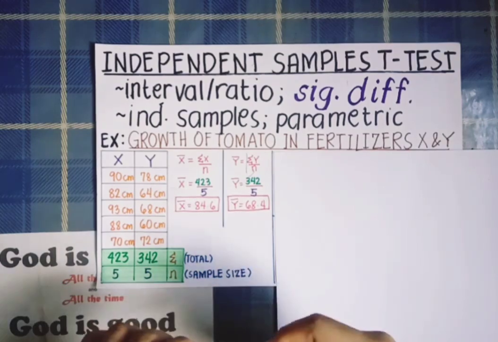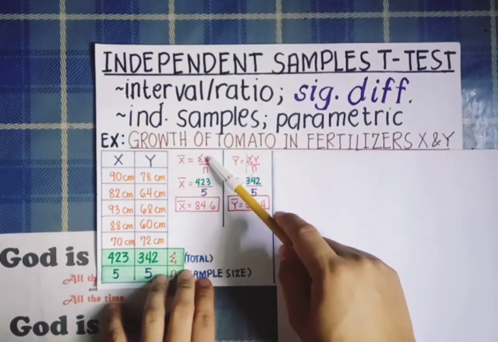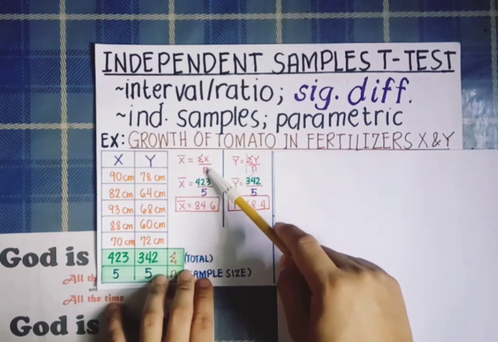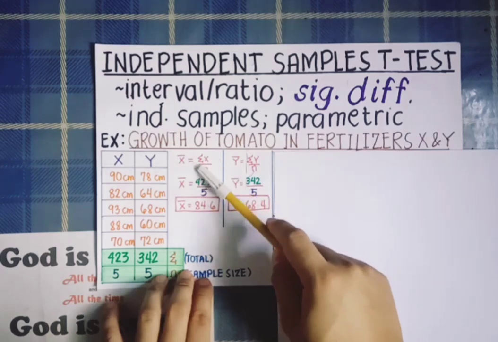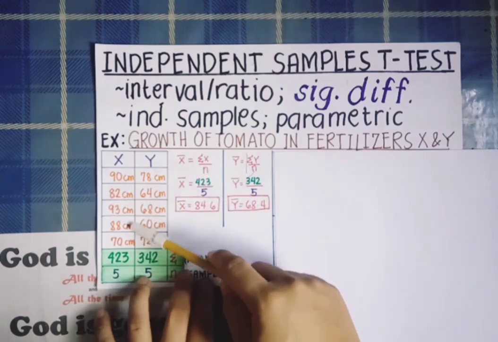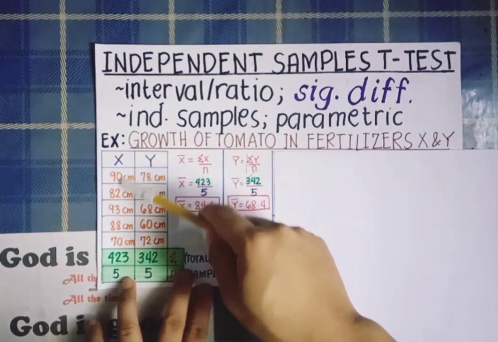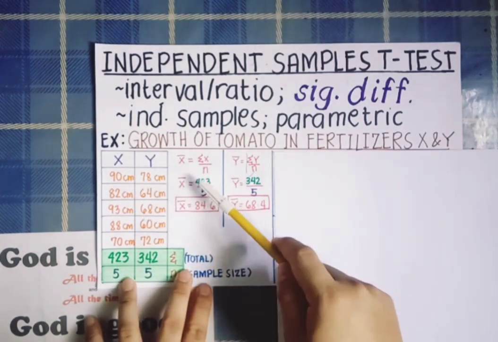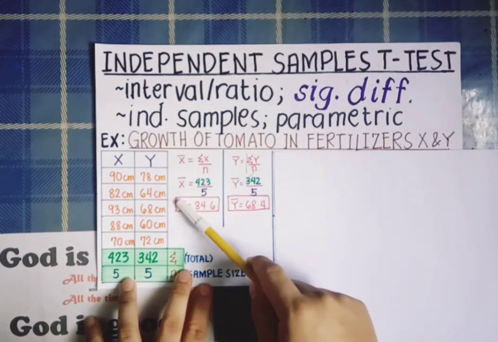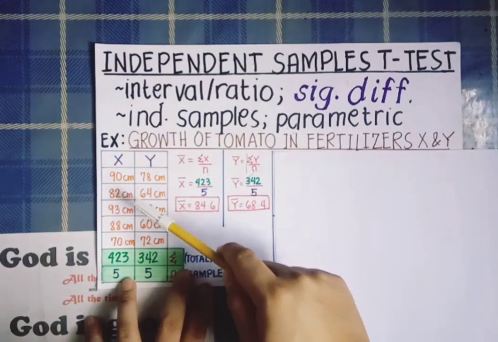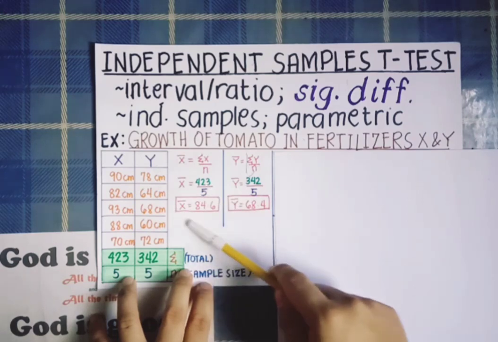So here, our mean for X is equal to the summation of X over the N, or the sample size for X. In this case, the summation for all the X values here is 423. And our sample size here for X is 5. So 423 divided by 5, that is 84.6. Therefore, the mean growth for the tomato plants that only experienced the fertilizer X is 84.6.